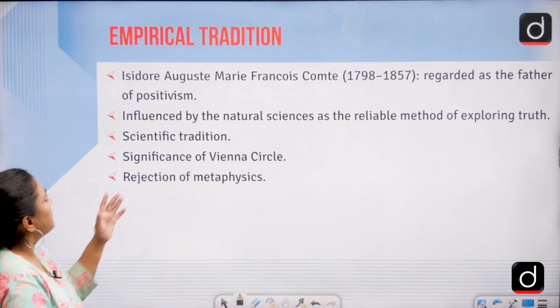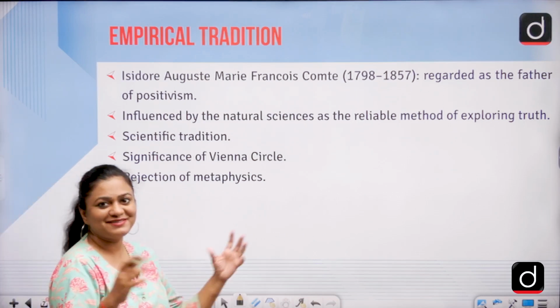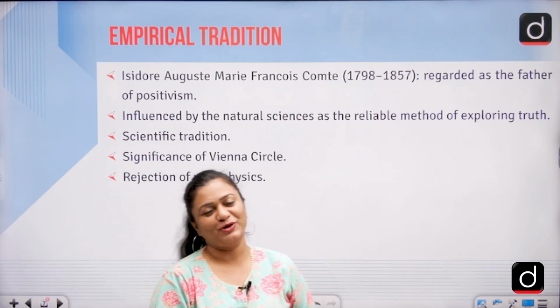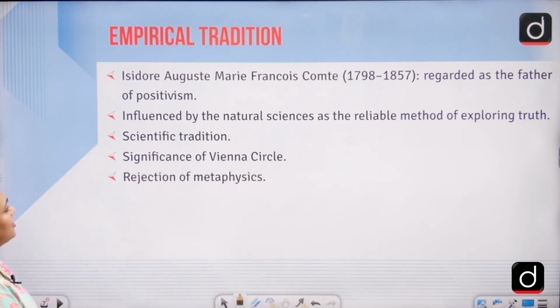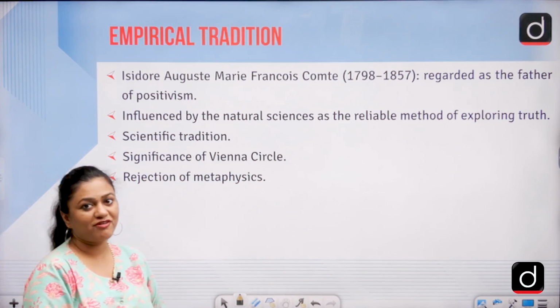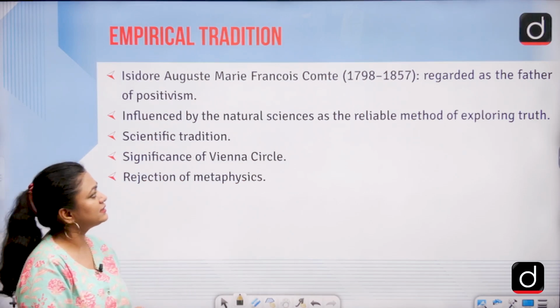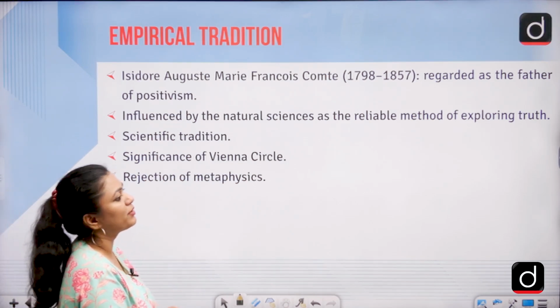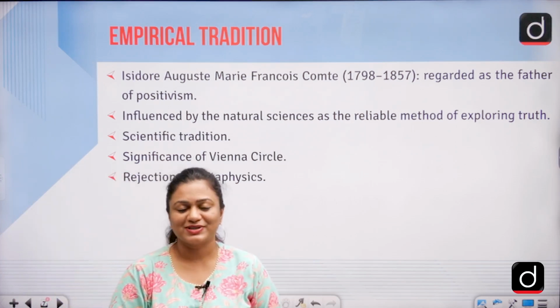Now, the empirical tradition. The empirical tradition is about bringing science to the realm of politics. We have the name Auguste Comte here, who is regarded as the father of positivism. He was influenced by the natural sciences as the reliable method of exploring the truth, so the emphasis was on natural science.